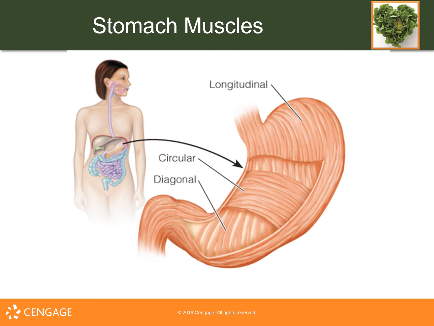Three types of stomach muscle. You have circular, longitudinal, and diagonal. These muscles help mix the stomach contents together. It's not labeled on this photo, but the pyloric sphincter that controls the release of chyme into the small intestine would be down at the bottom, basically at the base of the stomach, where it would enter the small intestine.